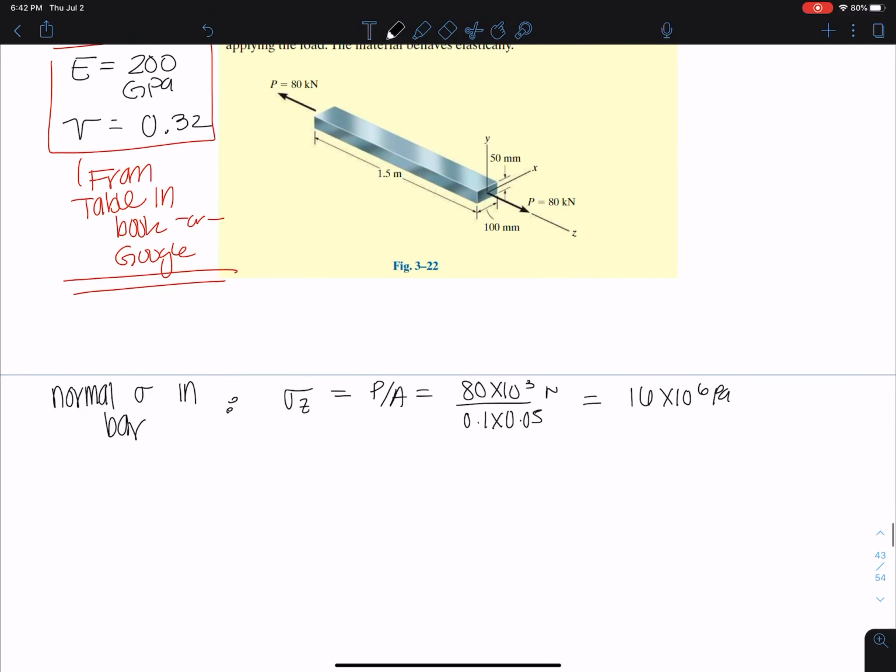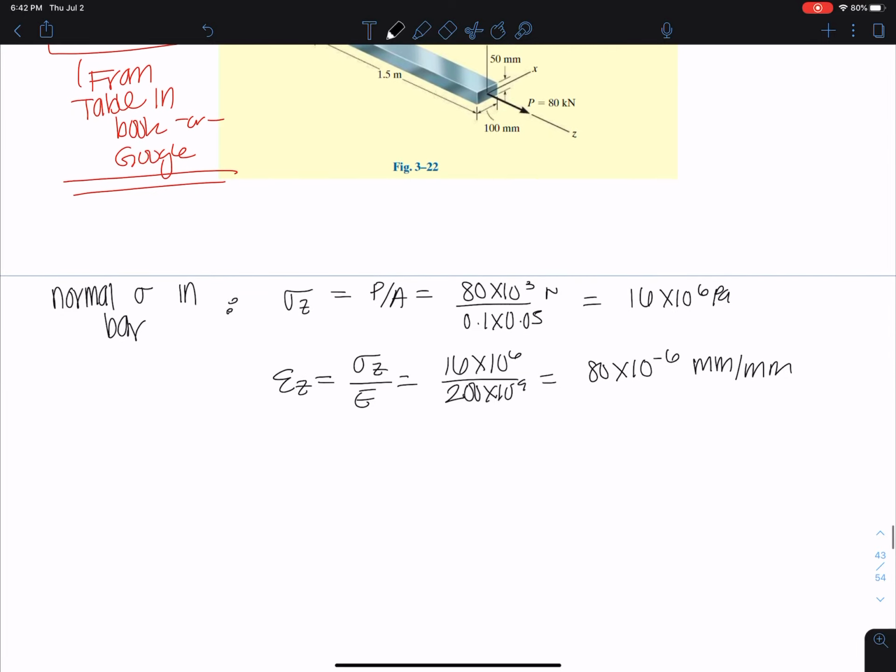Now we can say that epsilon is equal to sigma over modulus of elasticity. That's equal to 16 times 10 to the 6 divided by 200 times 10 to the 9. And that's equal to 80 times 10 to the negative 6 millimeters, not that weird symbol, millimeters divided by millimeters.